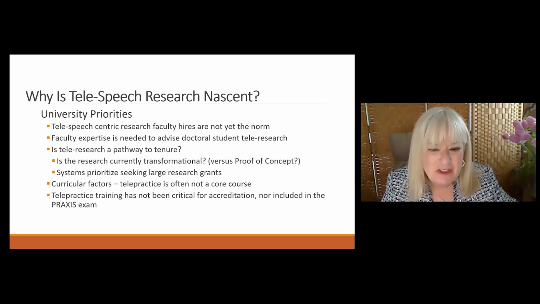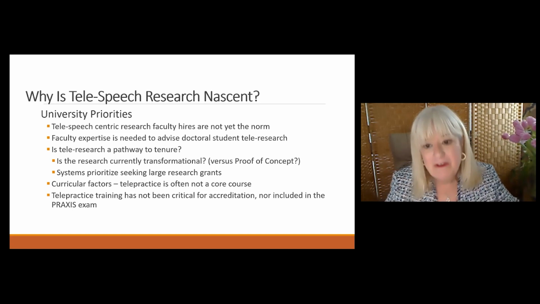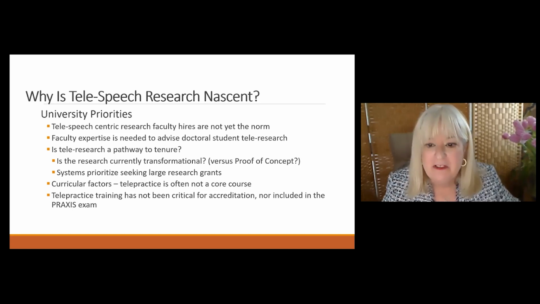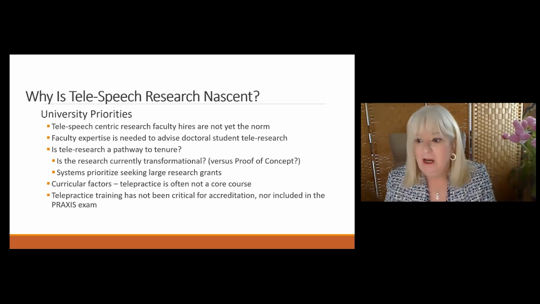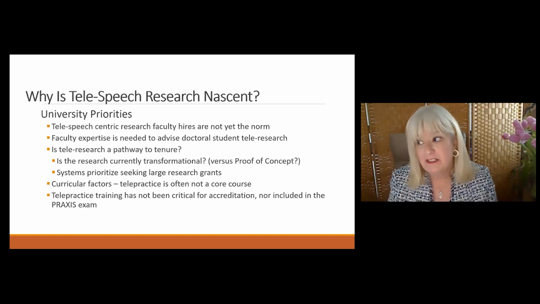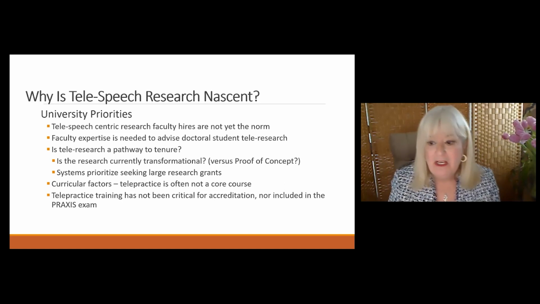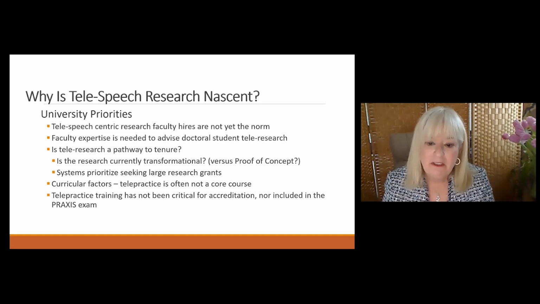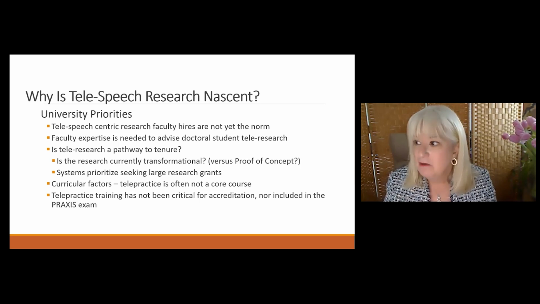Is tele-research a pathway to tenure? I'm often asked to comment on someone's tenure packet. I've only seen that happen once. Is the research currently transformational? That to me is a huge issue versus proof of concept. Oh, it works as well as in-person treatment. And look, systems are prioritizing large research grants. That's understandable. So then we look at the curriculum, and telepractice is often not a core course.